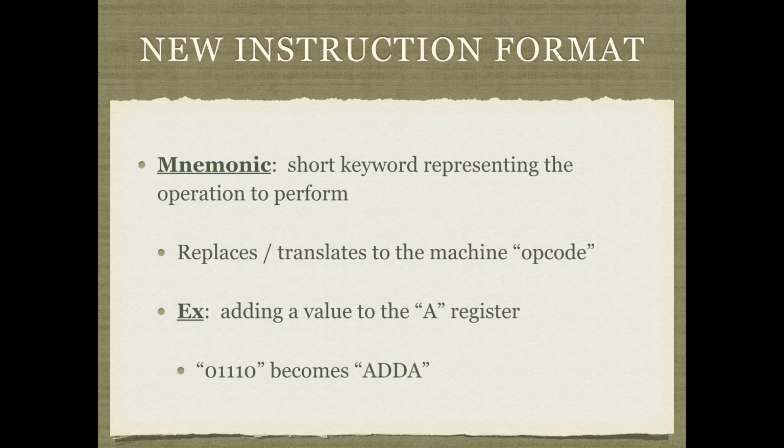The opcode is replaced here. So, for example, in adding values to the A register, the opcode would be those first 4 bits, 0 1 1 1, which stands for the add function. And that 5th bit, 0, means adding to the A register. So in this situation, we would replace those 5 bits with these 4 characters, ADDA. And that means the same thing. We are going to add whatever value comes after to the value in the accumulator. ADDA, that's our mnemonic.